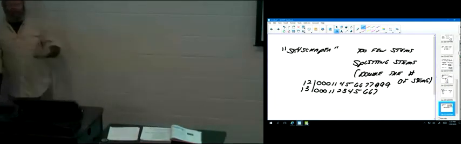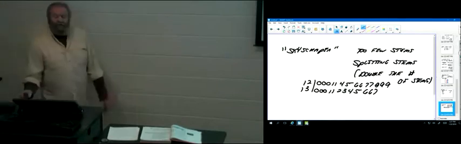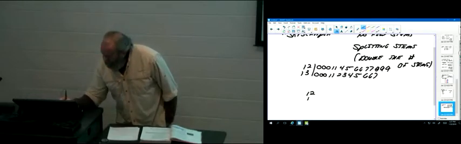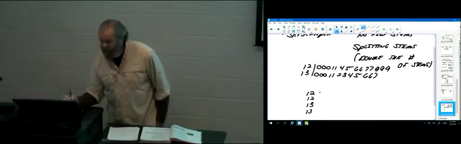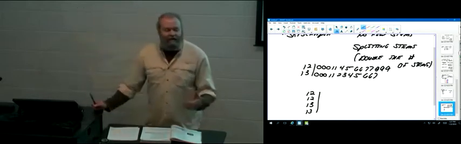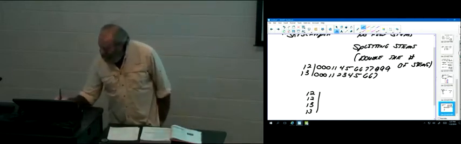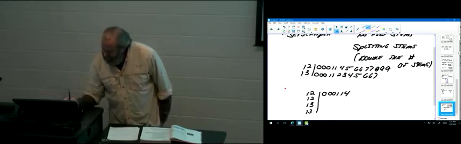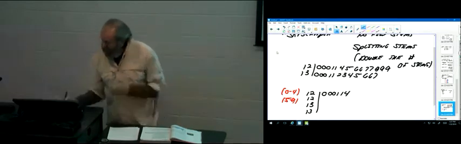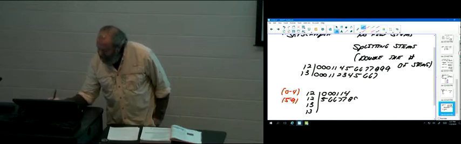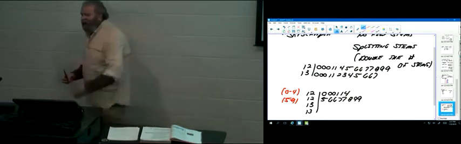So what we're going to do is use this technique called splitting stems. We're going to write down every stem we have, and we're going to write it down twice. So we just double it. The first stem gets all the leaves, digits 0 through 4. So I would put 0, 0, 0, 1, 1, 4. So this gets 0 through 4, and this one's going to get 5 through 9. So then when I put the 5 through 9 on there, I'm going to get 5, 6, 6, 7, 7, 8, 9, 9. At least we're spreading it out a little bit.